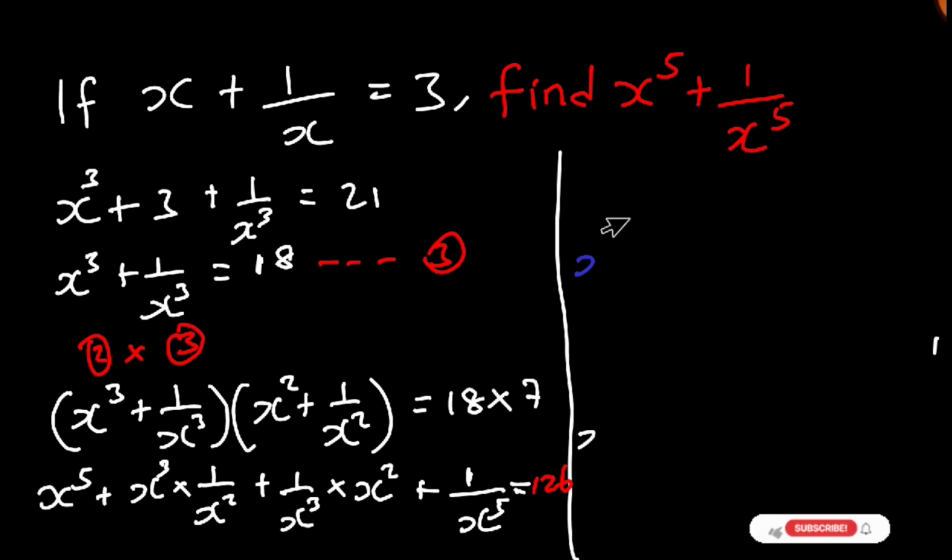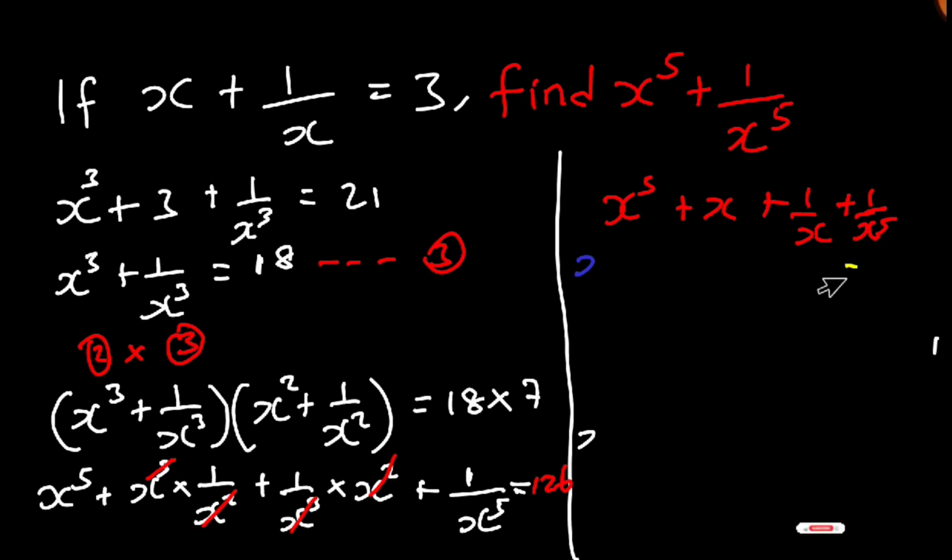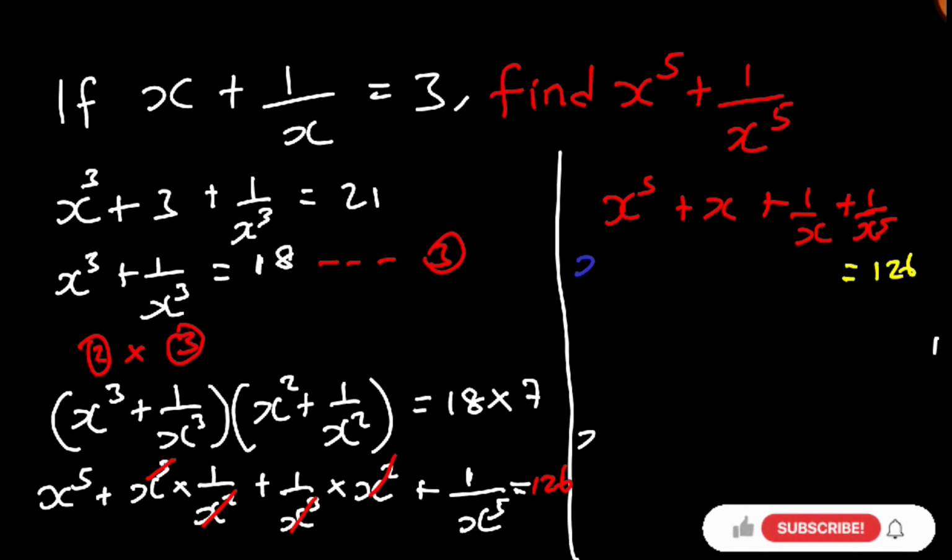So we're going to have x to the power of 5 plus, now this x squared will cancel 2 of the x's here, and we'll be left with only x, then plus, x squared will cancel 2 of the x's here, we'll be left with 1 over x, then we have plus 1 over x to the power of 5. Then all of this will be equal to 126.